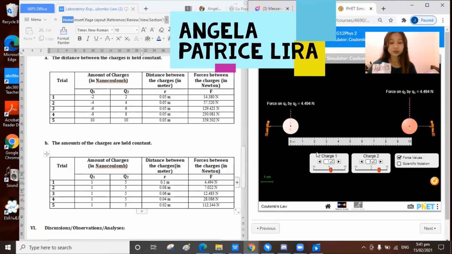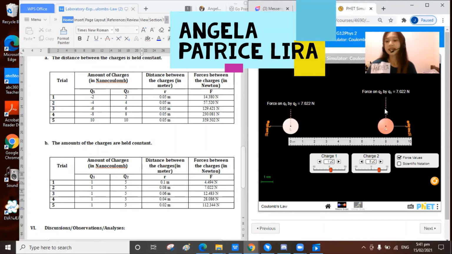And for the force between the charges, we have 4.494 Newton. For trial 2, we still have the same charges. The distance between the charges is 8 centimeters. Converted into meters, we have 0.08 meter. The force between the charges is 7.22 Newton.